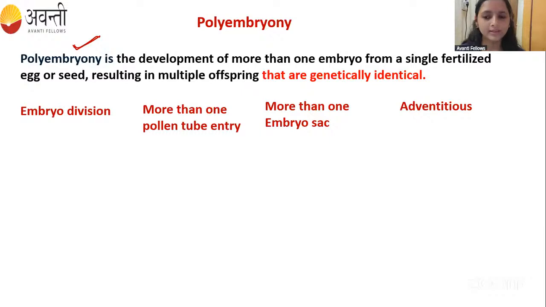Polyembryony is the development of more than one embryo from a single fertilized egg or seed. There will be more than one embryo in the seed. So that is called polyembryony. More than one embryo will be formed in a single fertilized egg, or in a single fertilized seed, resulting in multiple offspring. Only in some cases they will be genetically identical, and in some they will not be genetically identical.